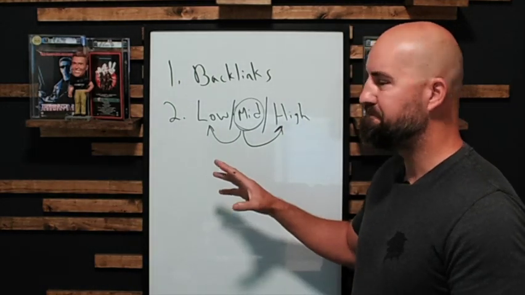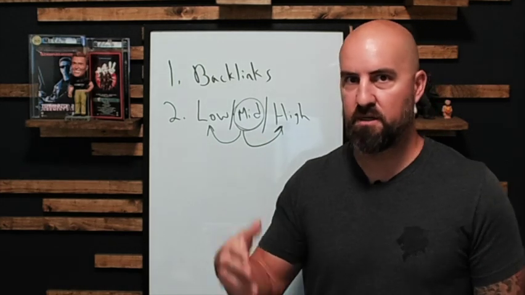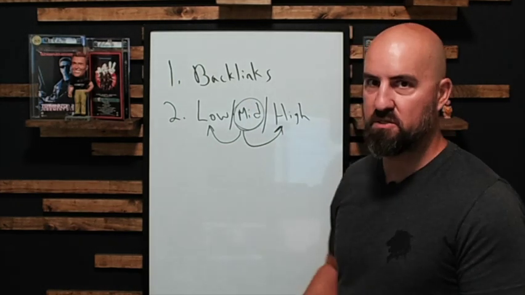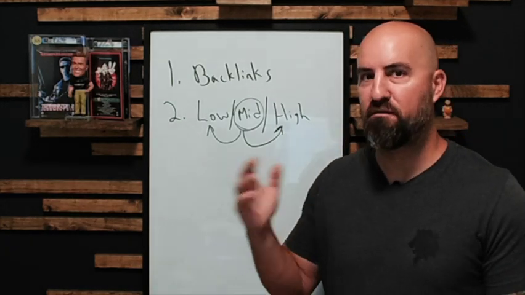People come in and they want the low tier stuff, so you have an offering for them. People come in and they want the mid tier stuff, you have an offering for them. They come in and they want the high tier stuff, you have an offering for them.